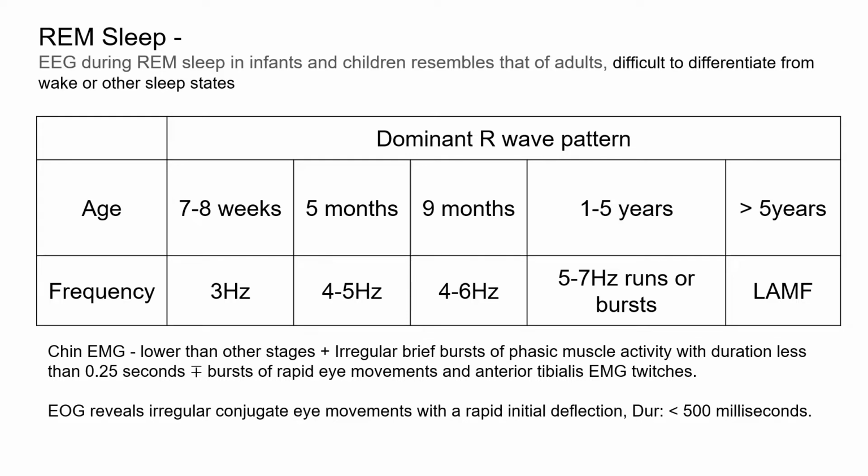The major difference which needs to be documented to qualify it as REM sleep is actually the chin EMG, where it is a complete straight line and it's the lowest amongst all phases of sleep. The EOG, which is the eye movement detecting leads, will detect rapid deflection initial ones and then a slow recoil, which will be seen as the normal rapid eye movement of the sleep. The duration should be less than 500 milliseconds.